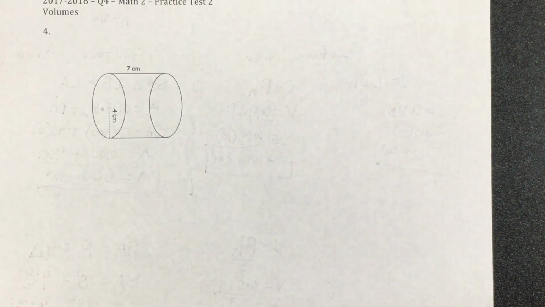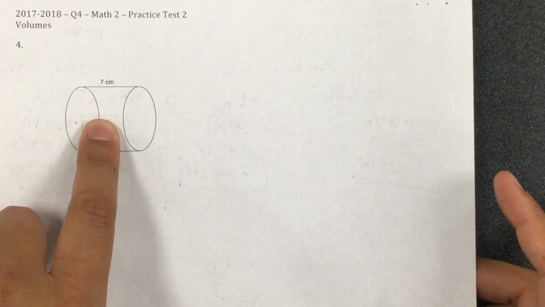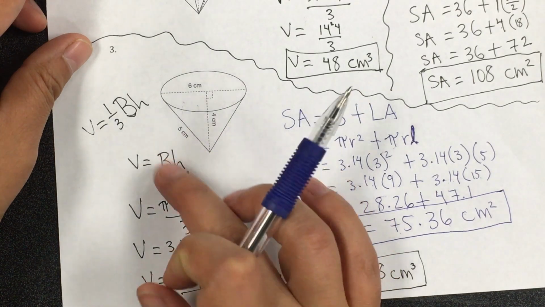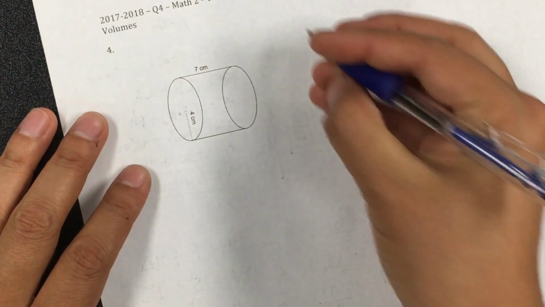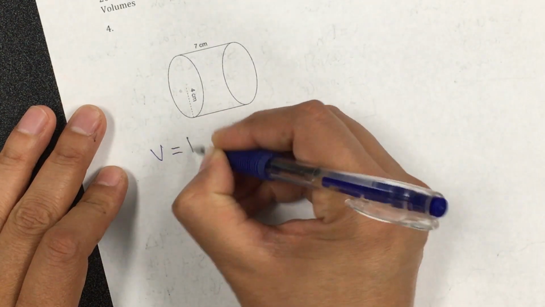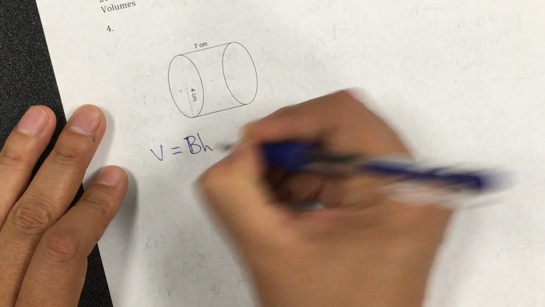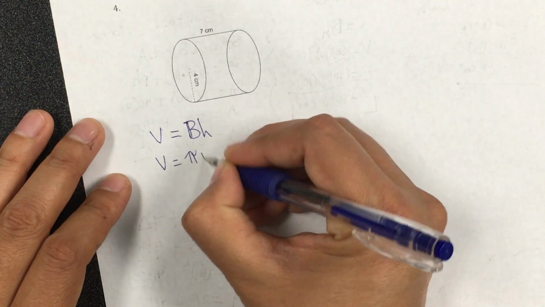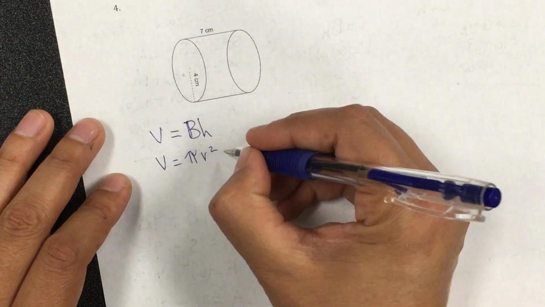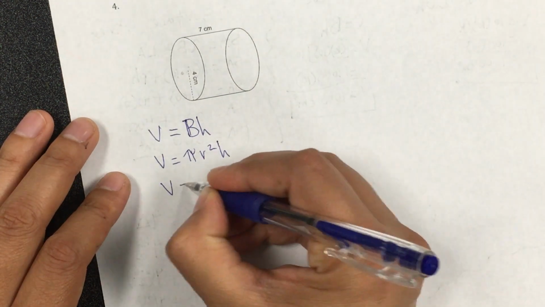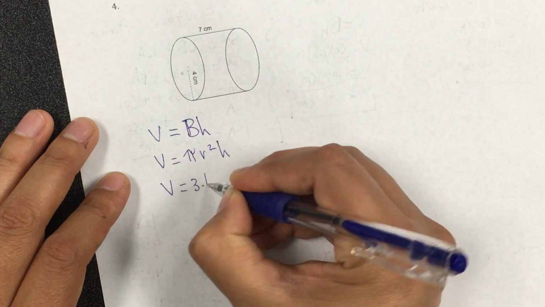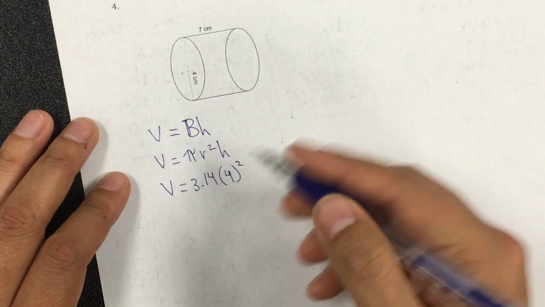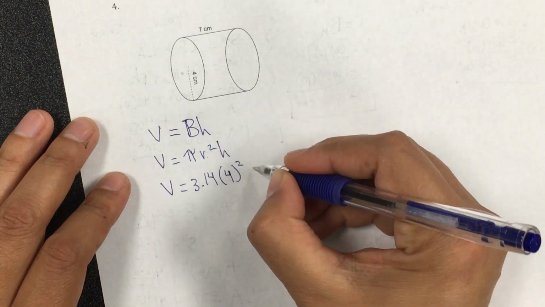In here, for the volume, it's similar to the cone, except that it doesn't have a point. You don't divide by 3. It's just the area of the base times the height. See how they are related? So the volume is equal to the base, meaning the area of the base, times the height. The area of the base is a circle, so it's going to be pi r squared times the height. Pi is 3.14. Radius is 4. In here we don't have to divide by 2, so 4 squared. The height is 7.